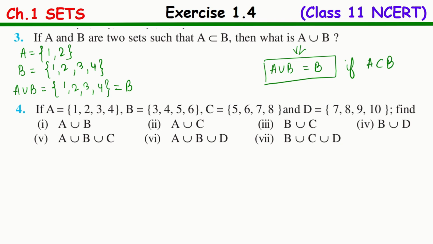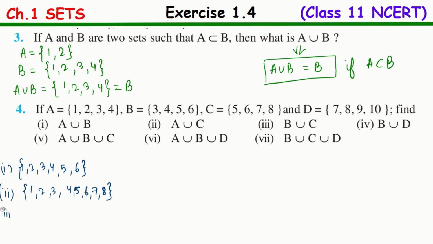Now next, let us consider the fourth question, where we have sets A, B, C, D. We have to find A union B. For the first part, A union B will be all the elements of A, and then B, 3 we have already written, 4 also written, left with 5 and 6. Second is A union C. Elements of A, and C is 5, 6, 7 and 8.